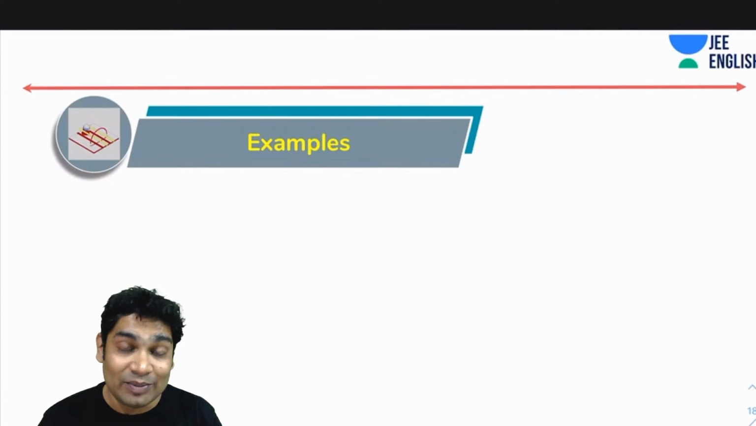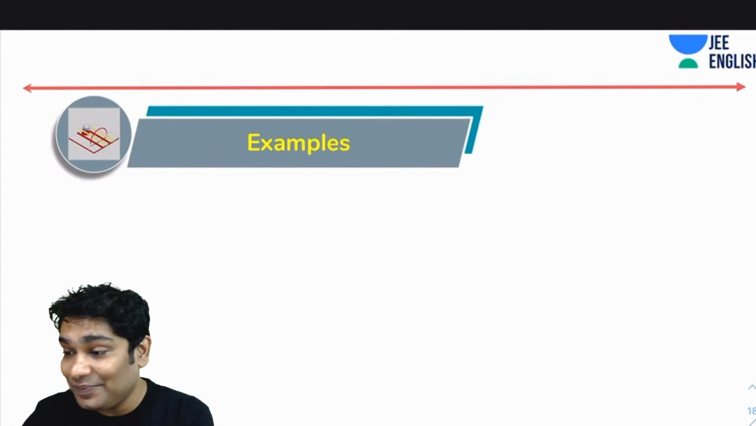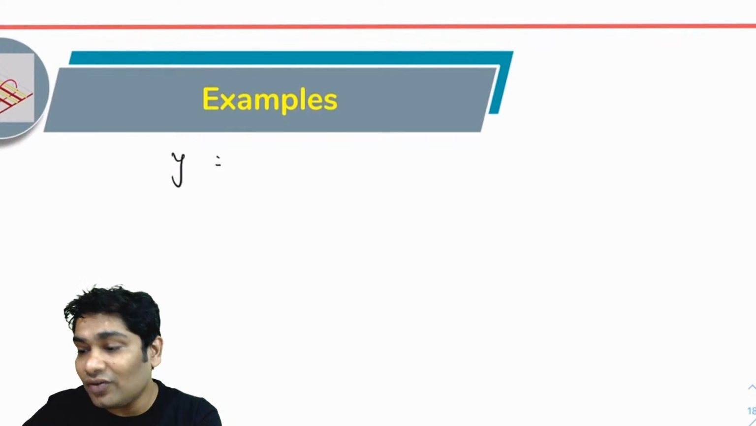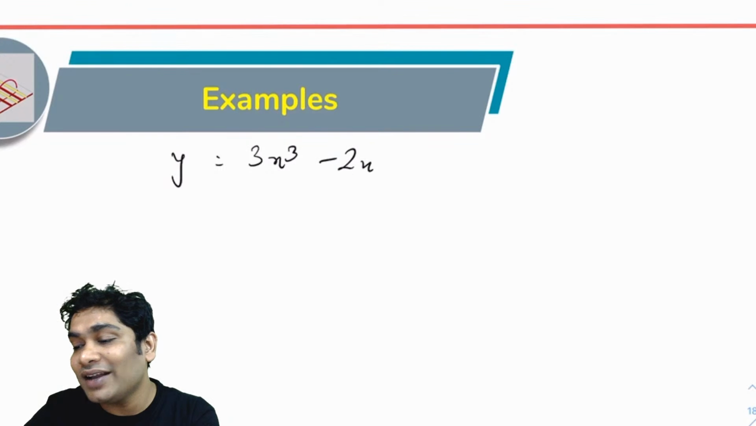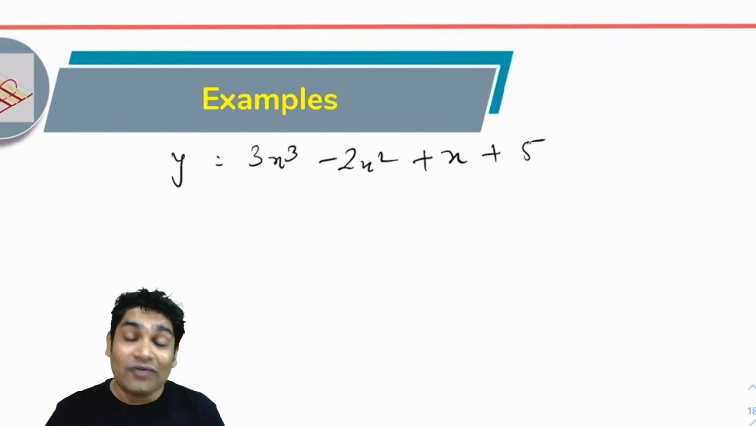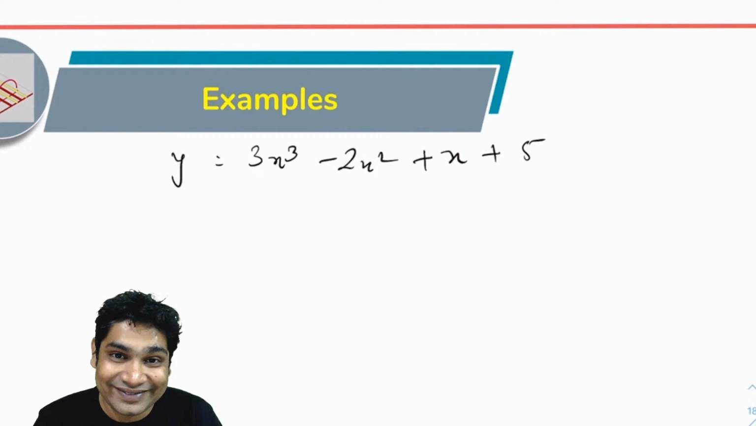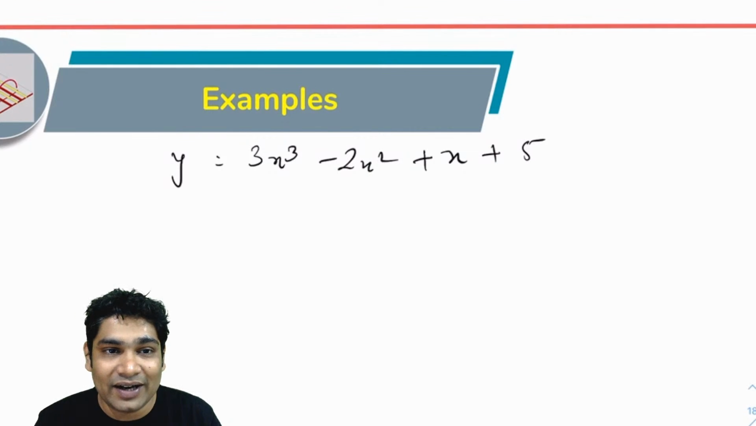Alright, why don't we take up a few examples? Let's take a random graph. So y equals 3x cubed minus 2x square plus x plus 5. Find all the maxima and minima points of this graph. Let's see about this application. So go ahead, give this problem a try. Alright, let's see if you can find the maxima and the minima points.